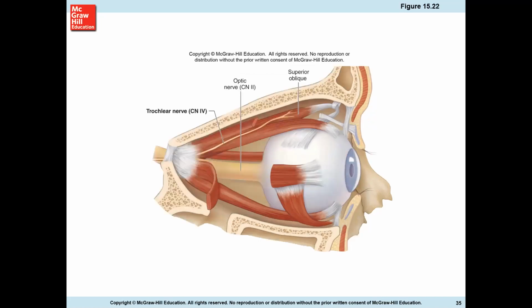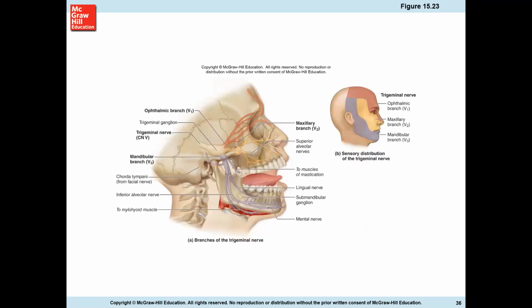Cranial nerve 4 is very boring, right? It just controls one muscle, the superior oblique. That's all it does. It's purely motor. And you have to find it on the inferior view.